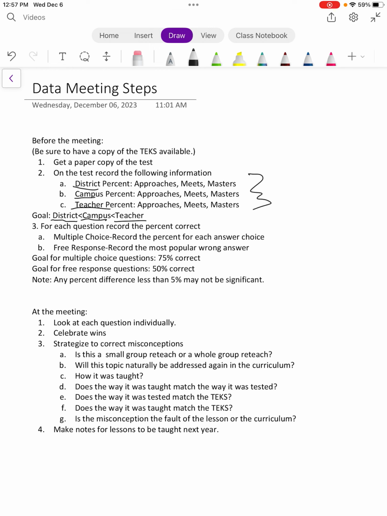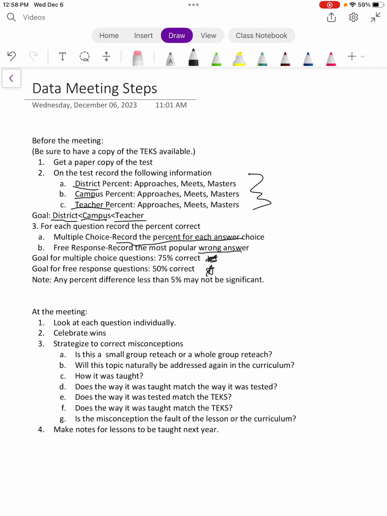For each question, you want to record the percent correct for that question, and I'll write that on my copy of the test. If it's multiple choice, I will also record the percent for each answer choice. If it's free response, I will record the most popular wrong answer. My goal is to have 75% correct on a multiple choice and 50% correct on a free response question. Remember, any difference less than 5% might not be significant. It might be, it might not be. It really is going to depend on class sizes and how many students you have taking that test.